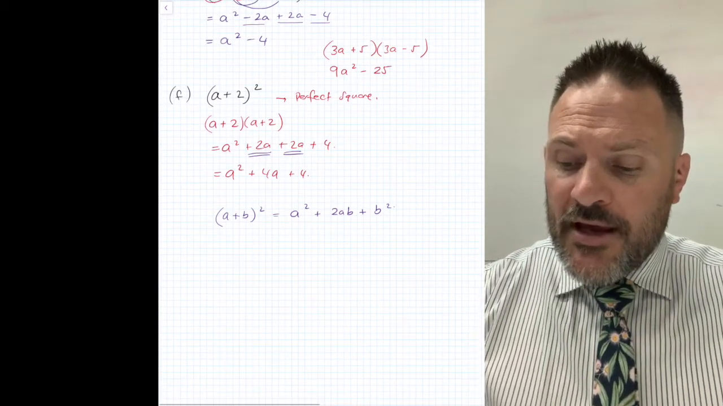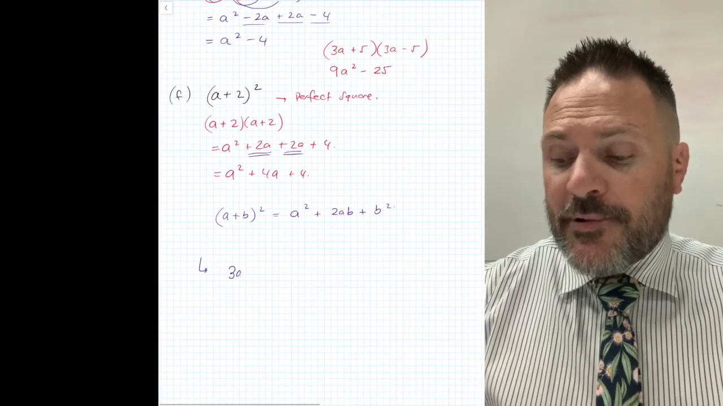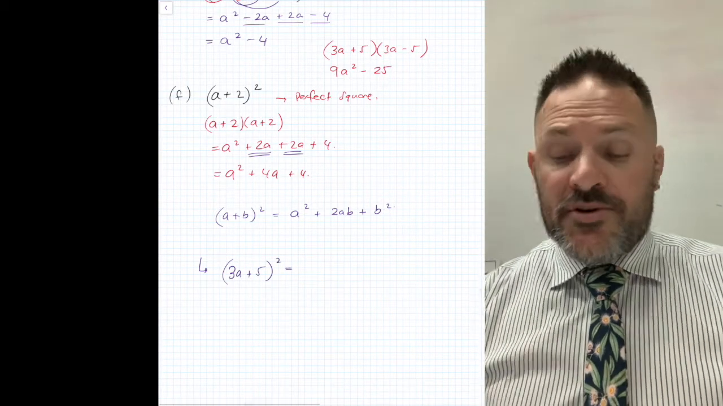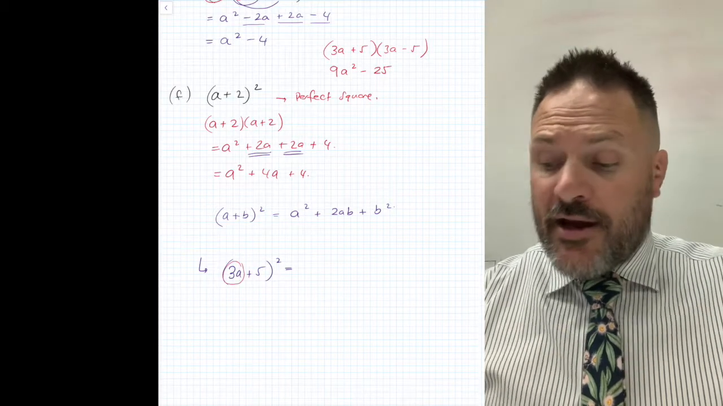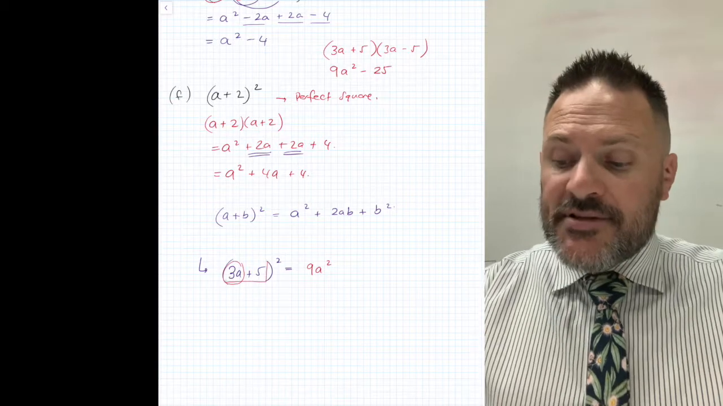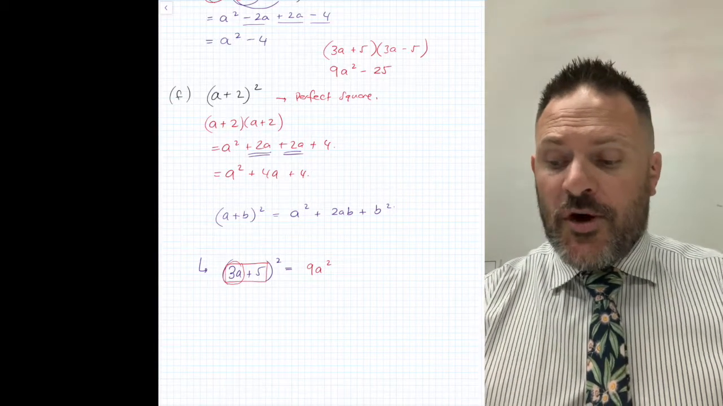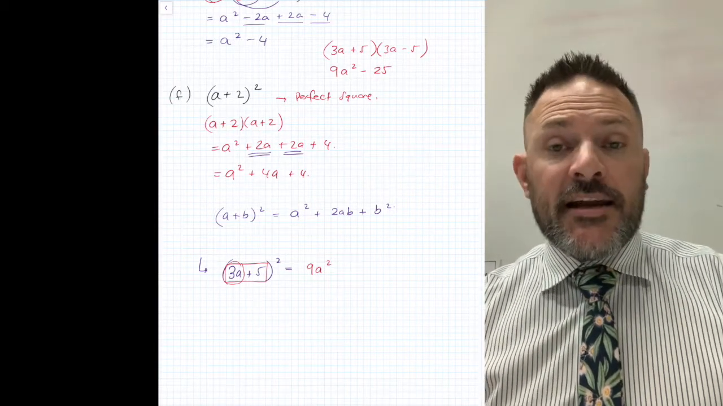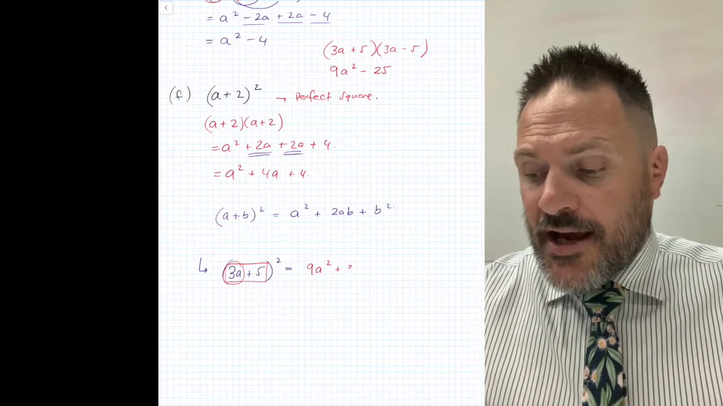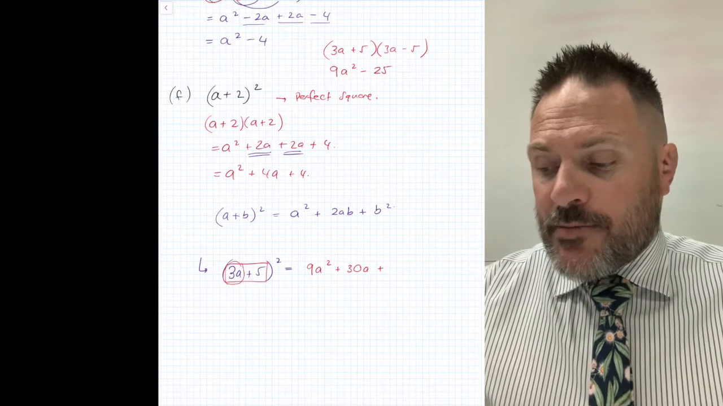So for example, if you had a harder question like 3a plus 5 all squared, a quick way to do that would be to square the 3a, which makes the 9a squared, to times these together, 3a times 5 is 15a, and then double your answer. That makes the 30a, and then we square the last to make it 25.